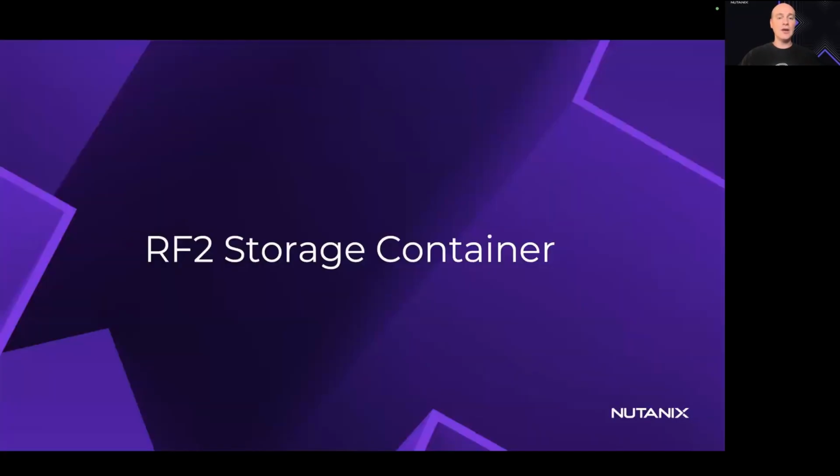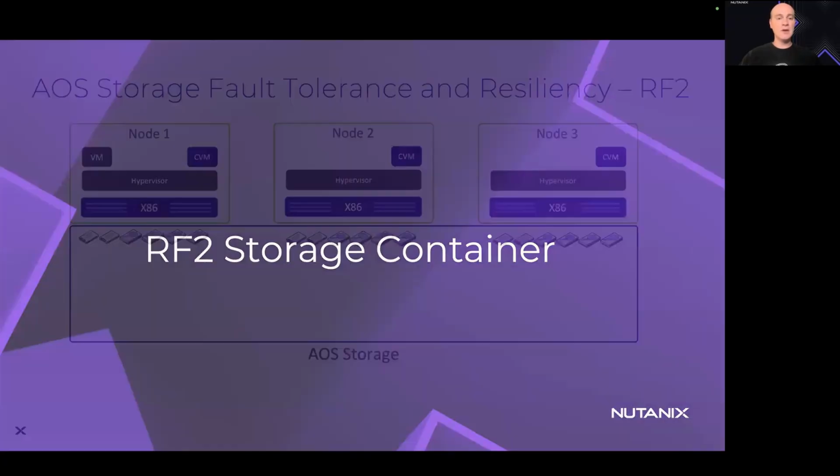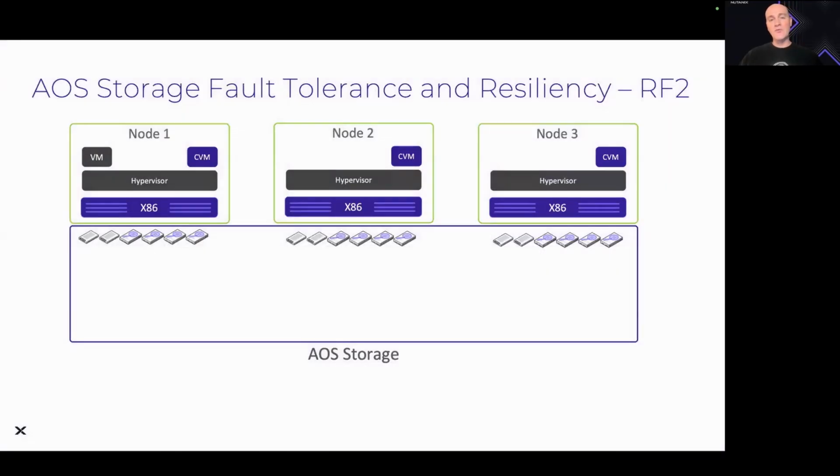So let's first take a look at RF2 storage containers. So here we've got a very simple 3-node cluster. There's only a single VM. It lives up there on node 1. You'll notice the hypervisor does not matter. I've just got a general hypervisor name there. Every node has a single CVM. That's the controller VM where all the Acropolis software lives. The underlying hardware itself does not matter.